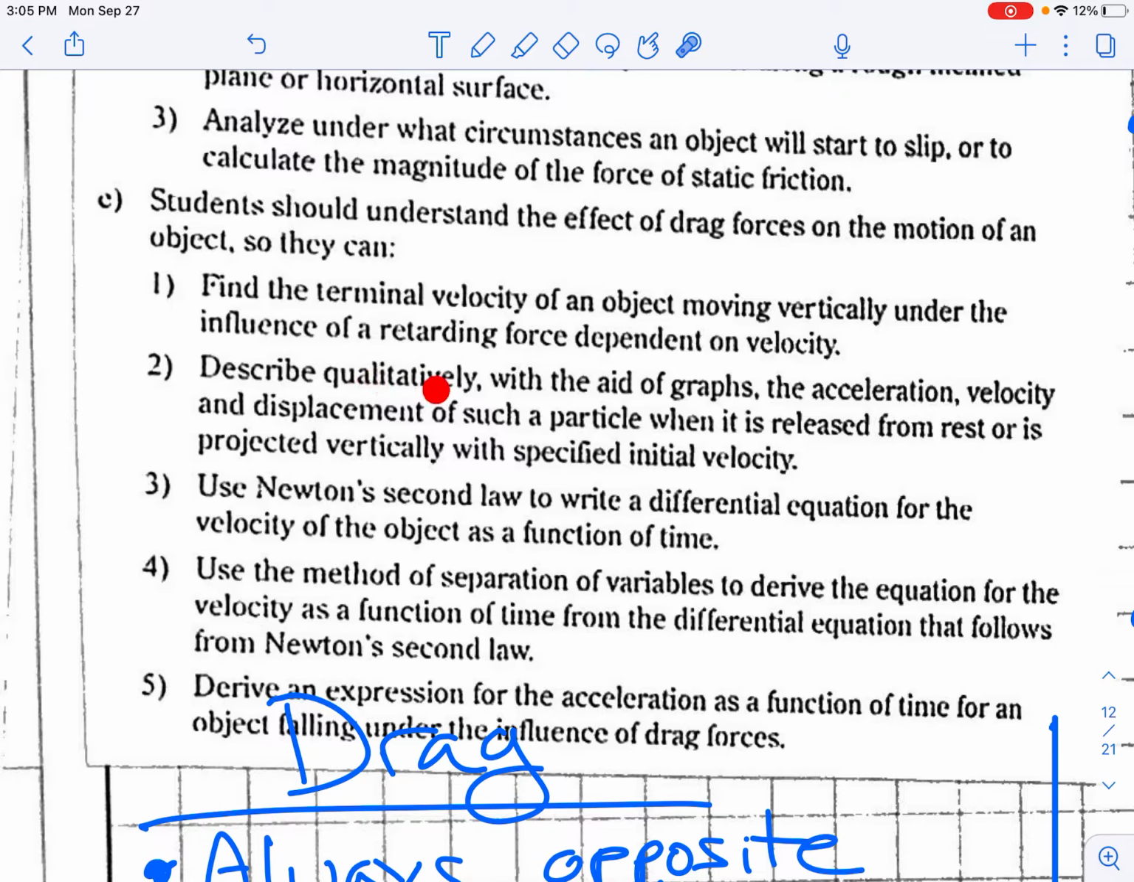Describe qualitatively with graphs the acceleration, velocity, and displacement of such a particle when it is released from rest or is projected vertically with specified initial velocity. Use Newton's second law to write a differential equation for the velocity as a function of time. Use the method of separation of variables to derive the equation and derive an expression for acceleration. This last one's easy if you can do the ones above it, because acceleration is just the derivative of velocity.